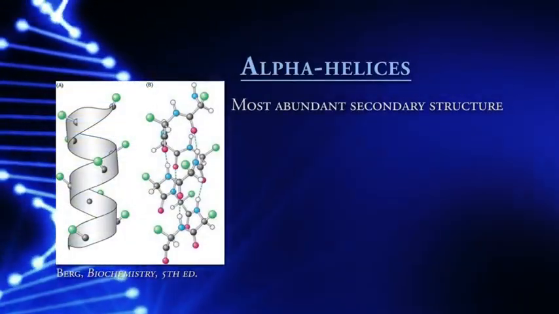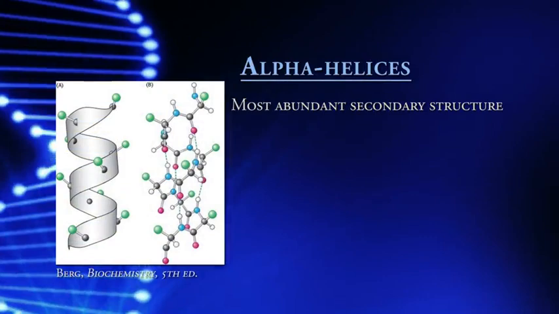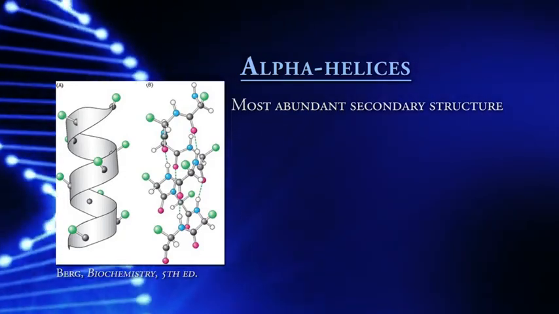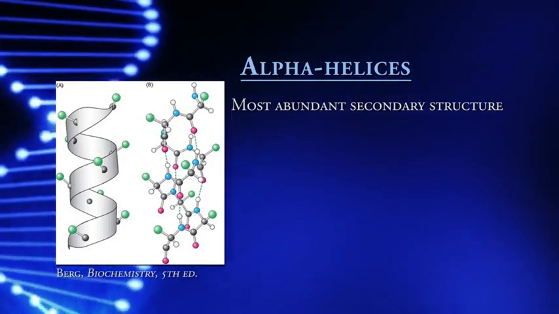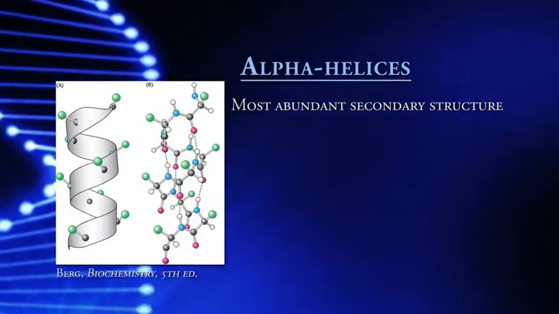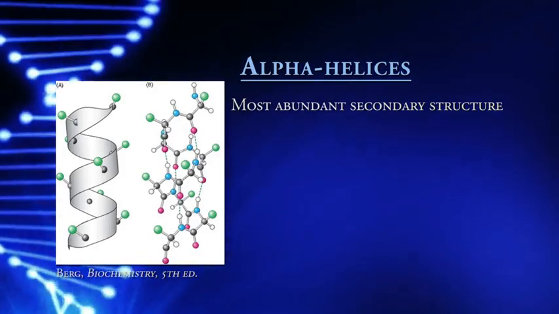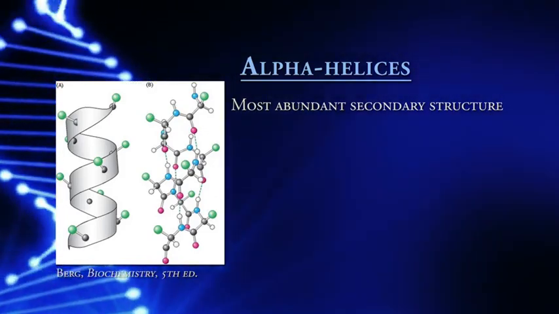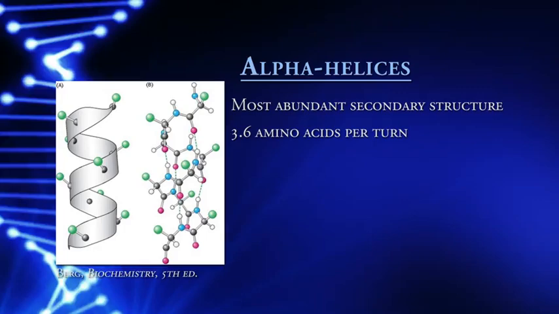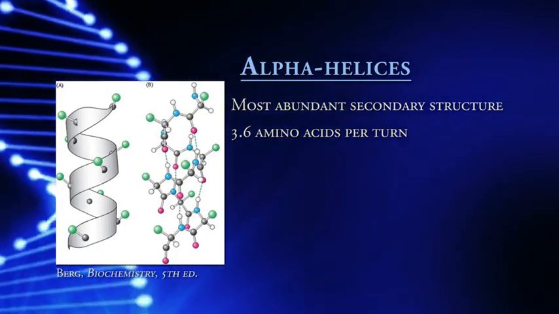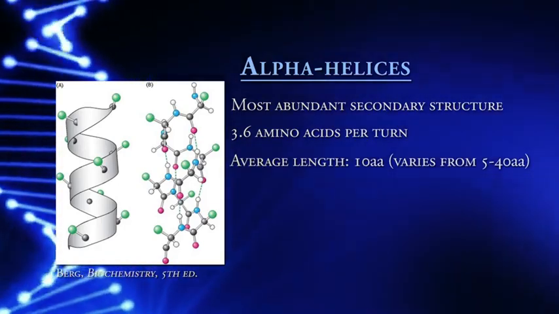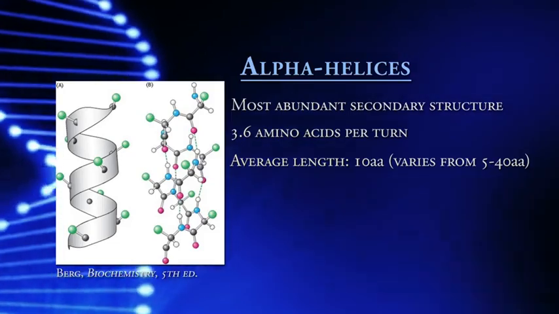Starting with alpha helices, they are the most abundant form of secondary structure. You can see that it sort of resembles telephone wire or sort of a twisted ribbon. If you notice in the picture, you see that the amino acids follow a sort of twisted coil pattern, and there is hydrogen bonding between amino acids within that pattern. There are about 3.5 amino acids per turn of the helix. The average length of an alpha helix is about 10 amino acids, but they can be as short as 5 or as long as 40 amino acids.